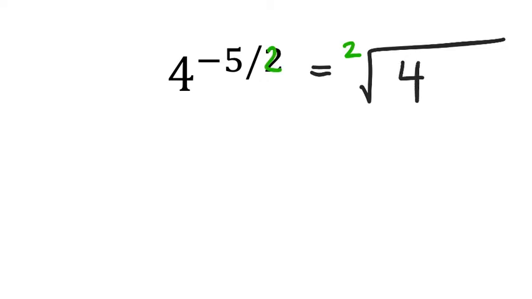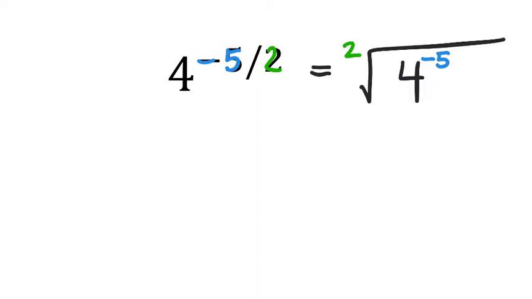Don't worry about the negative. It's part of the numerator, by the way. If you wanted to, you could rewrite this as a radical, which has an index of 2. That's a square root, right? That's from the denominator there. Then that would be 4 to the power of that -5 numerator, right?